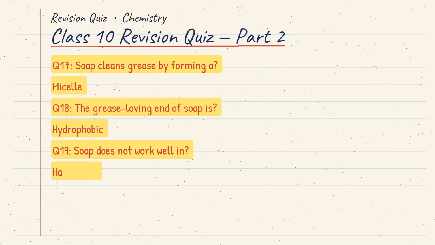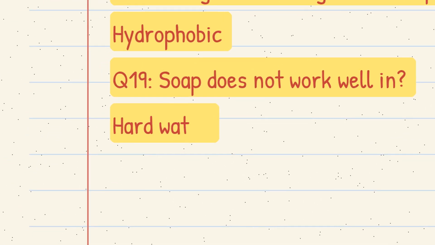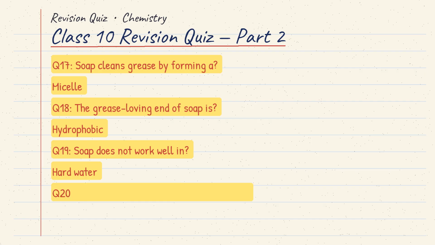The answer is hard water. It forms scum, detergents work instead. Question 20. Dobereiner grouped elements in sets of?